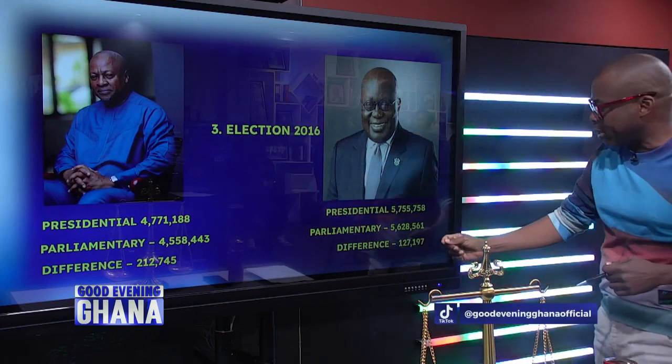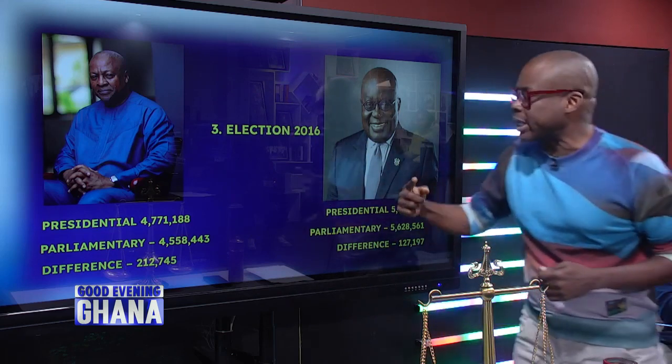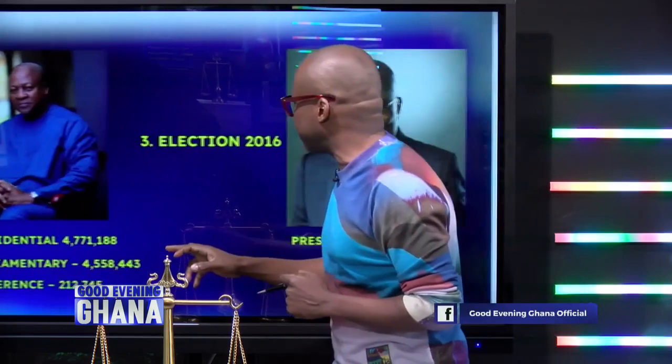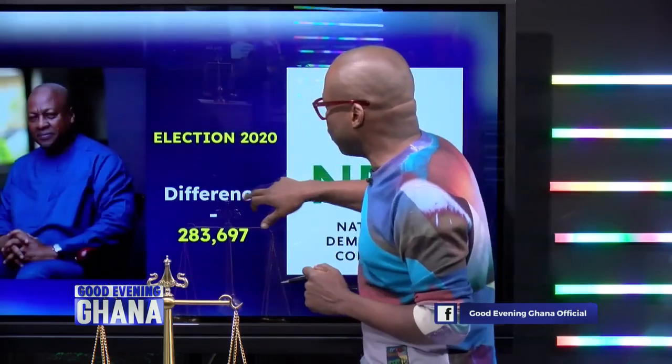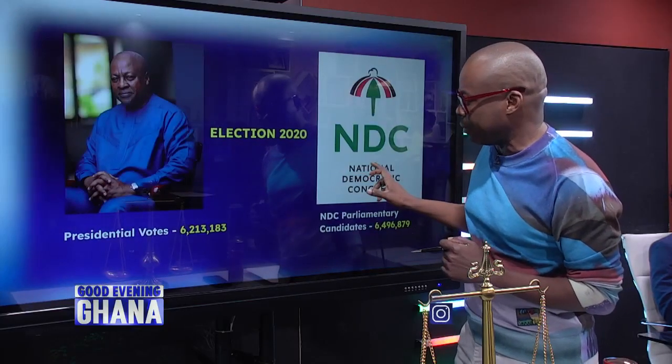In 2016, you will see that, as we already said, President Mahama has a vote of 212,747,000. That's what it is. And President Akufo-Addo now gets as much as 127,000 above his parliamentary candidate. So the record of 2012 still stands as the best record, the highest number of votes that any candidate got over his parliamentary elections.